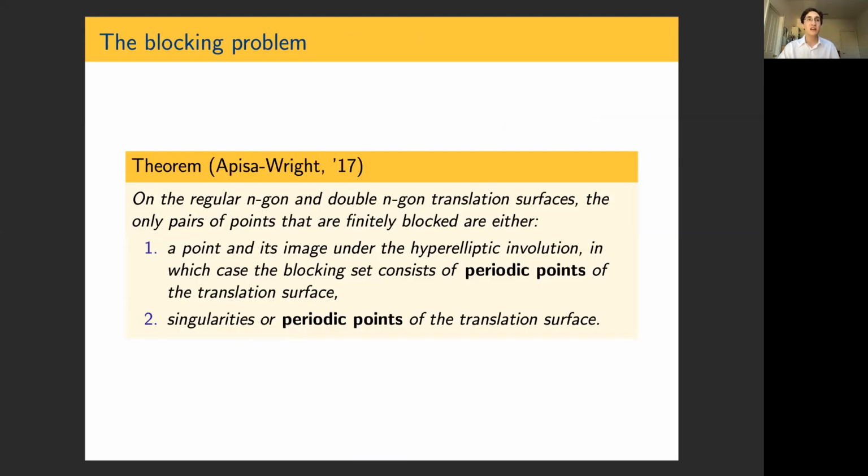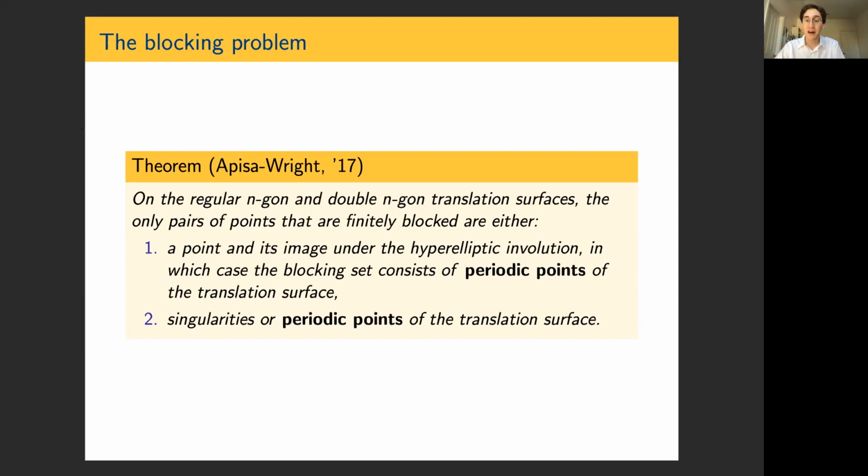In 2017, Apisa and Wright proved a general theorem about finite blocking on translation surfaces, which, when we specify it to our case, almost solves the finite blocking problem. It tells us that on the regular n-gon and double n-gon translation surfaces, the only pairs of points that are finitely blocked are either a point and its image under the hyperelliptic involution, in which case the blocking set consists of periodic points of the translation surface, or pairs of points which are singularities or periodic points of the translation surface.